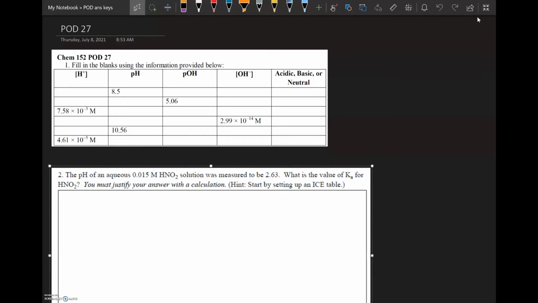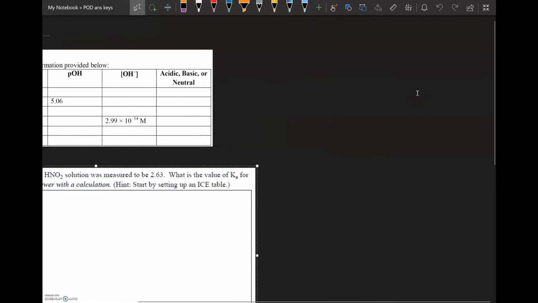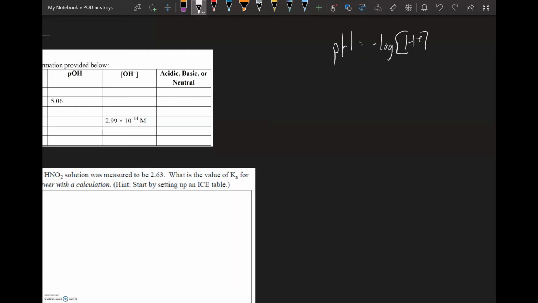Now, one of the things that you need to do is make sure you know the equations that are important for calculating the different variables. So pH is equal to the negative log of the hydrogen concentration. If you want to go backwards and do the anti-log to figure out the concentration of hydrogen ions, you need to do 10 to the negative pH. The same thing is used for the pOH and the OH.